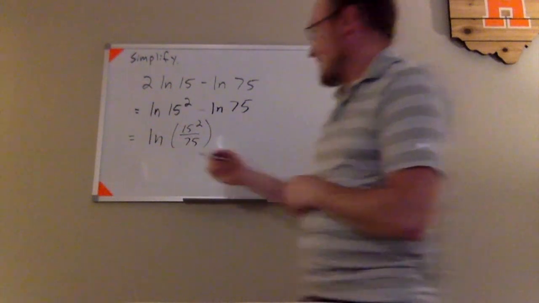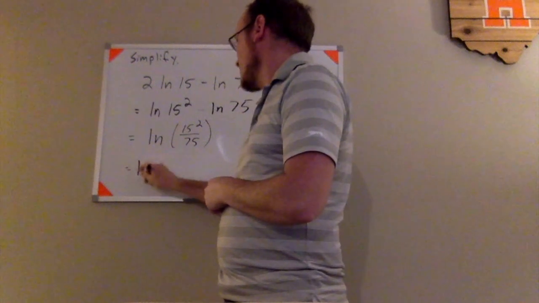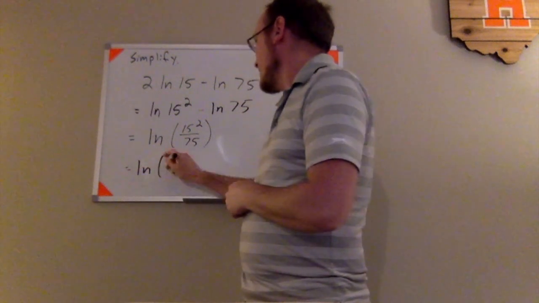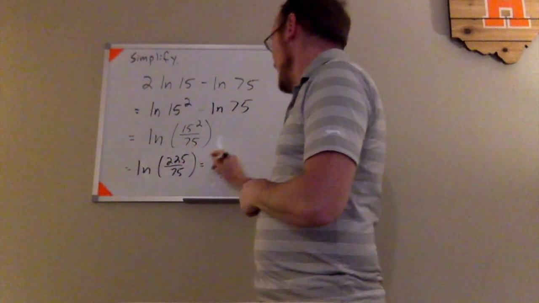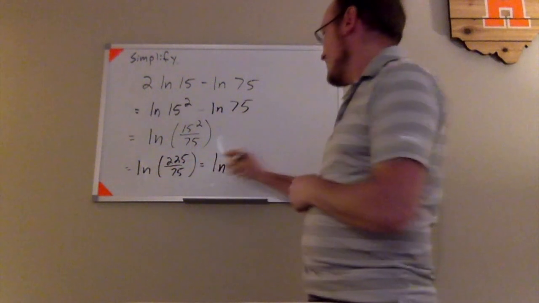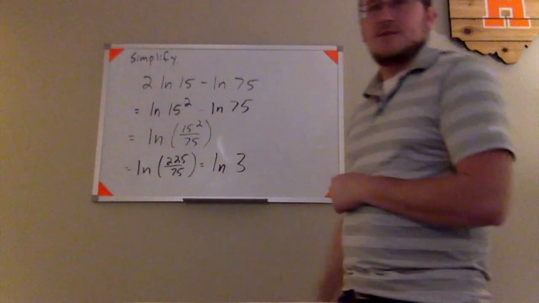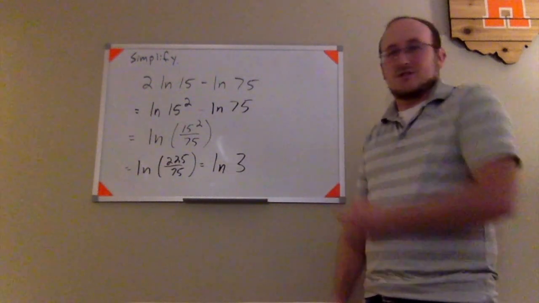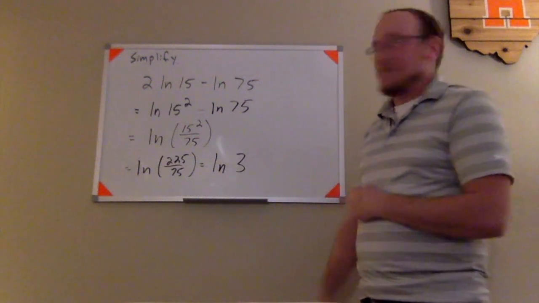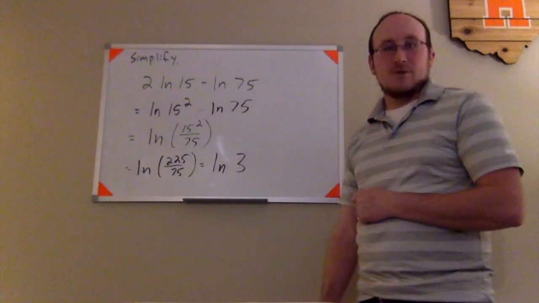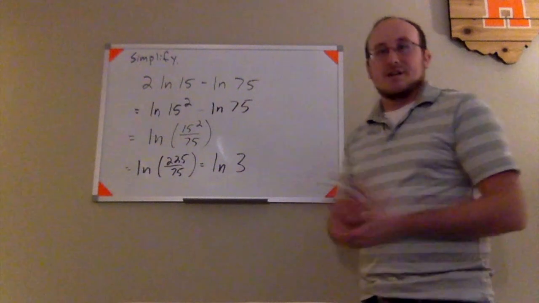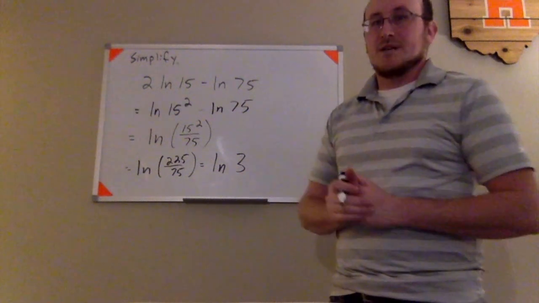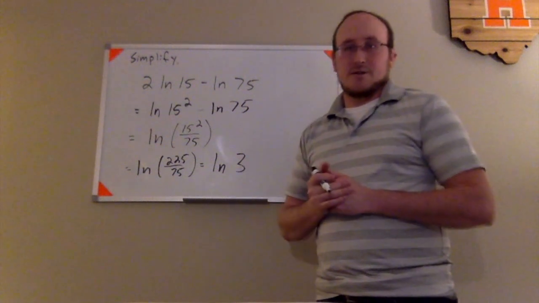Now, if I wanted to simplify that a little bit more, 15 squared is actually 225. And 225 divided by 75 is actually 3. So this simplified all the way down to just the natural log of 3, which is a much simpler expression than 2 natural log of 15 minus the natural log of 75. So we're just taking advantage of a few properties that we've talked about for other base logarithms already.